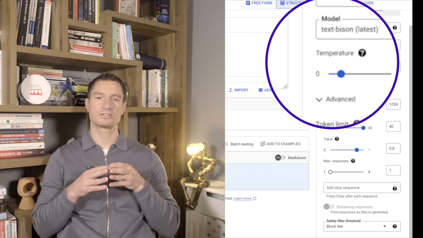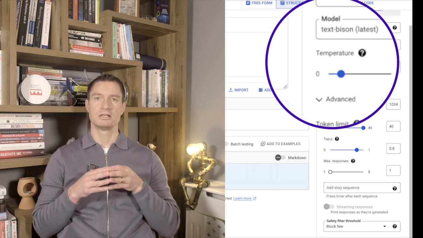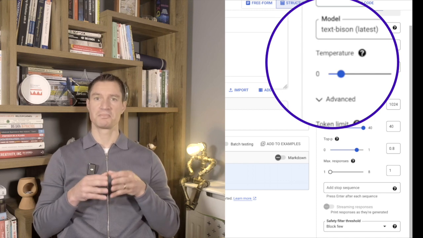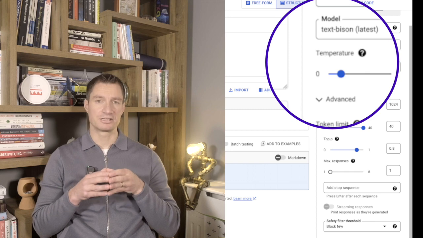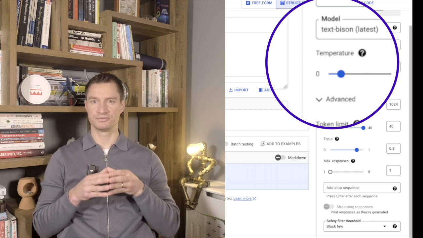So, what parameters do we have available? Firstly, the most often used is called temperature. It controls the degree of randomness in token selection. In simple terms, the lower the temperature, the more accurate the responses are. Think Bard. The higher the temperature, the higher the randomness of outputs and the higher the creativity.